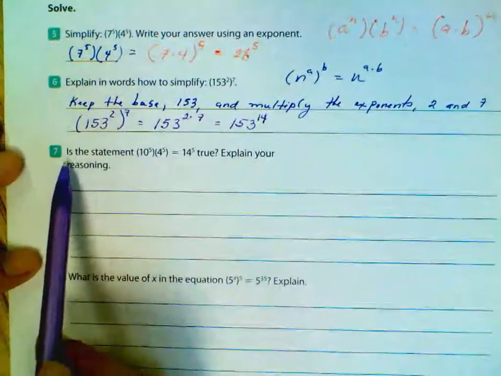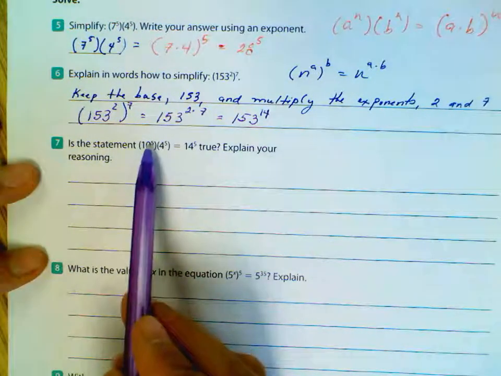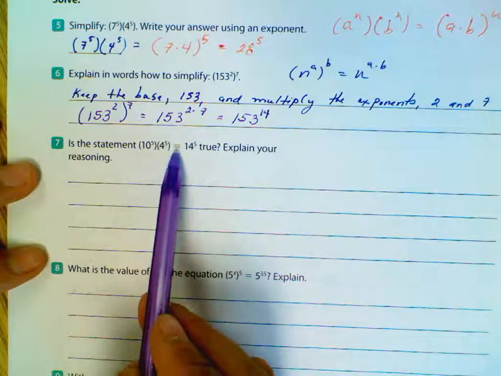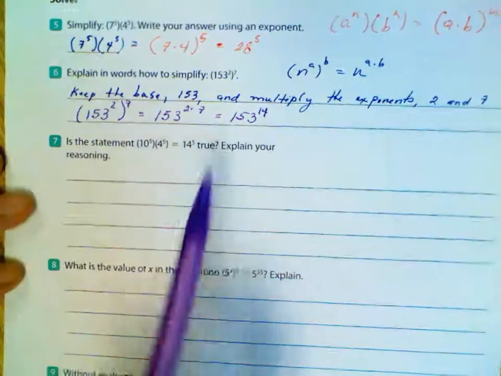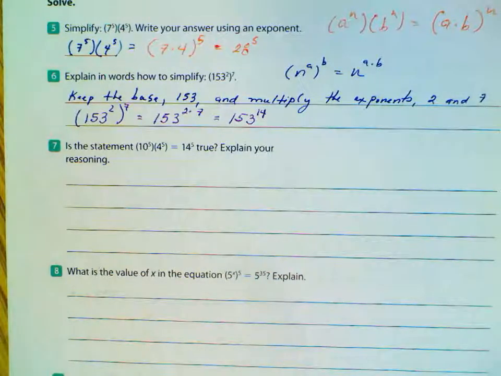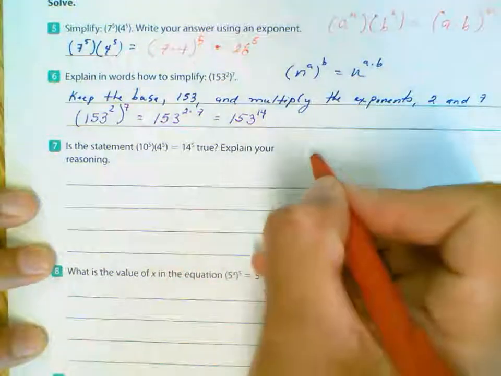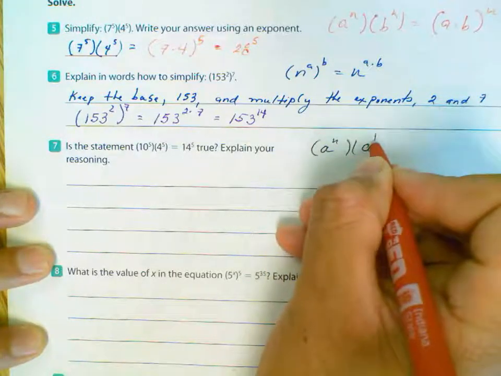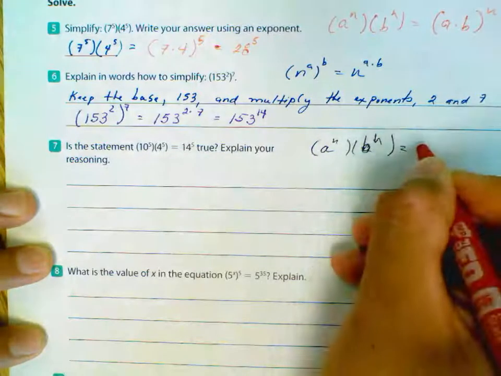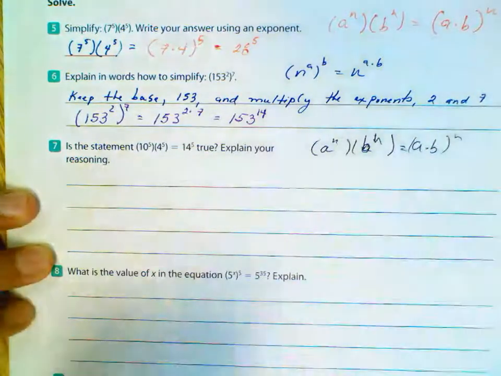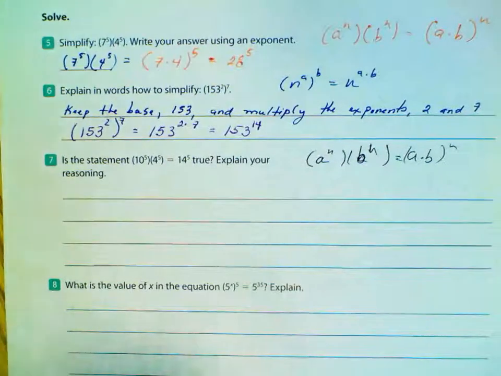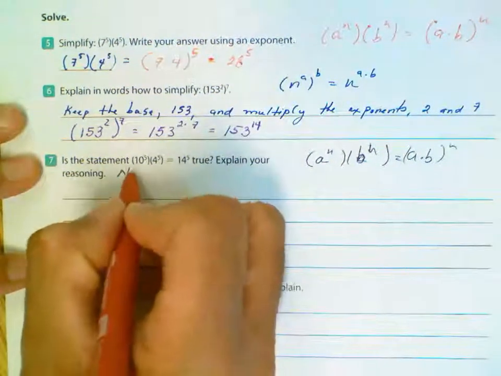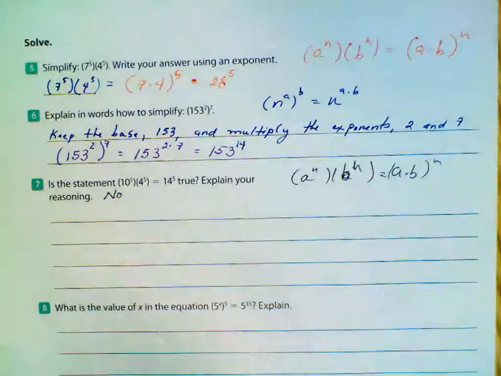So I have number 7. Is the statement 10 to the 5th power times 4 to the 5th power equals 14 to the 5th power true? Explain your reasoning. In these problems, you just need to write a counterexample. A counterexample is like if you know something is a lie, you say no, that's a lie, this is the truth. If we know the property, remember, if we have the same exponent, a to the n times b to the n equals a times b to the n power. In this case, is this true? No, it is not true. Now I need to prove it.